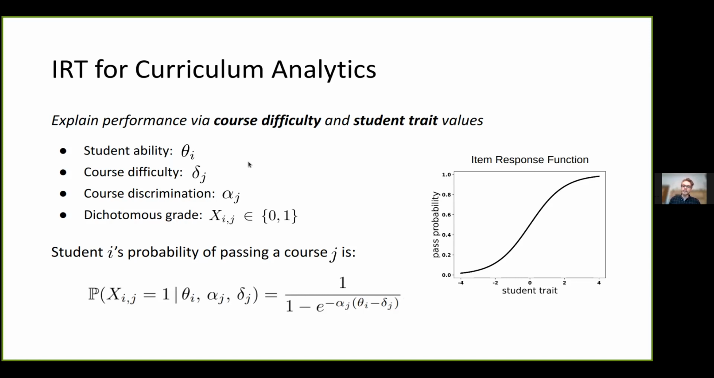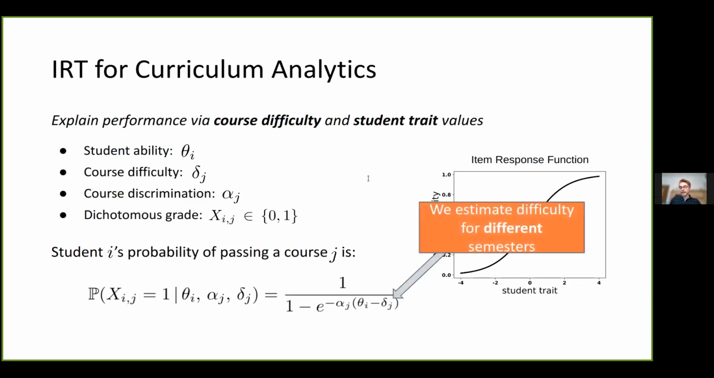The slope of the IRF describes the course offering's discrimination property, and we denote it by alpha_j. So given a student trait theta_i, course difficulty delta_j, and discrimination alpha_j, we define the probability of passing a course offering j by the known sigmoid function on the right-hand side. Note that we here estimate one difficulty parameter for each course offering because we want to trace the changes of them. The resulting model is called a Birnbaum model or two-parameter logistic model. And if we fix all alpha_j's to 1, it is called a Rasch model.